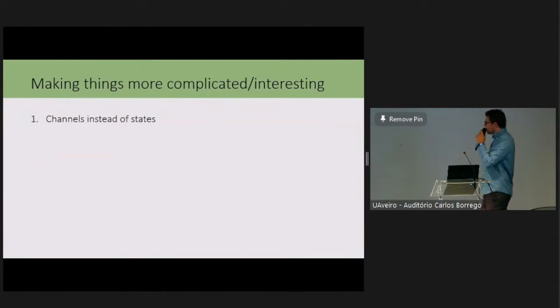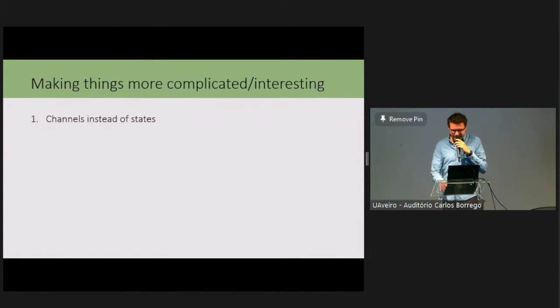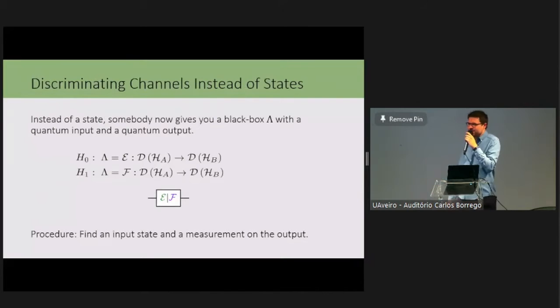Maybe we can make this problem a bit more interesting, a bit more complicated, maybe also a bit more relevant. And the first thing I would like to do, to beef this up a bit, is to start talking about discriminating channels instead of states. So the setting is similar, that you have two hypotheses, but now somebody gives you a black box channel. So this is just a thing that has a quantum input, and if you put something in, you get something quantum out. And your task is again to discriminate between these two options, whether your channel is either E or F.